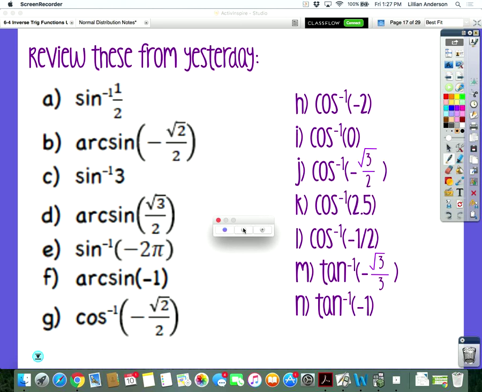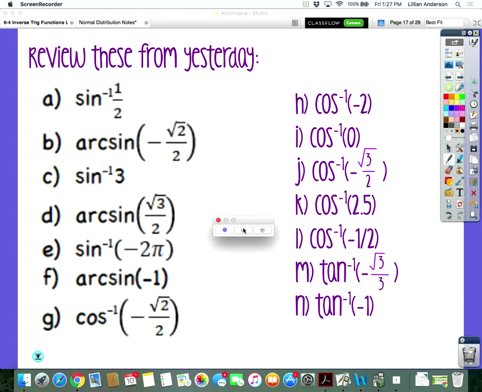Picking up where we left off from yesterday, okay? You guys were supposed to finish up these problems along with your homework, okay? So let's just go over this very, very quickly.